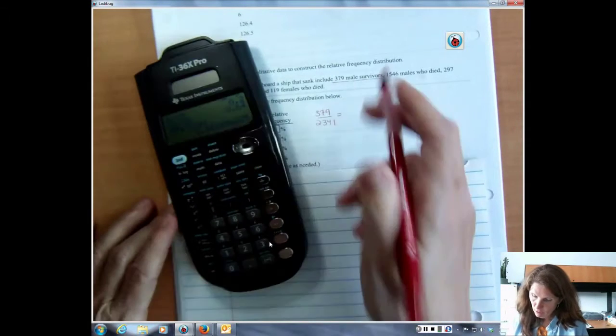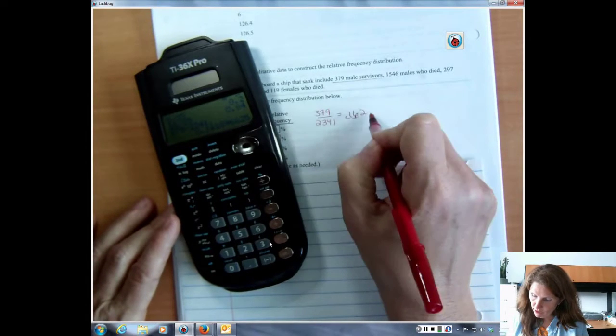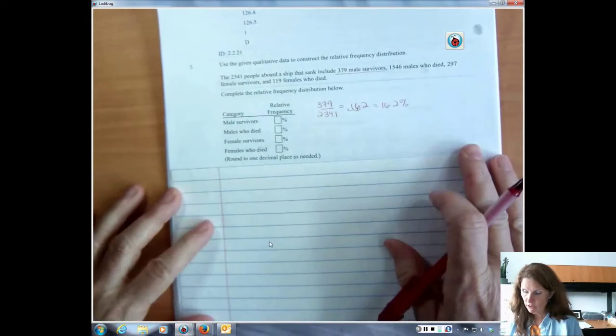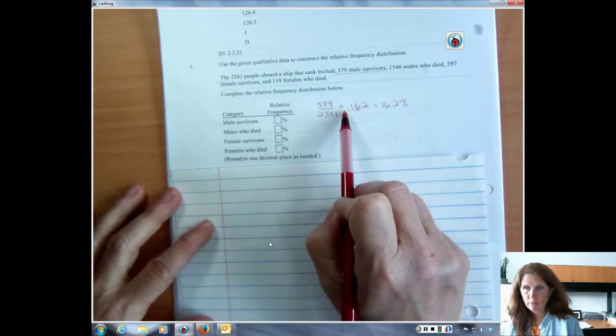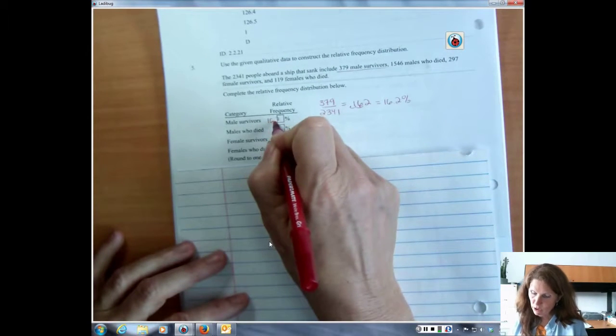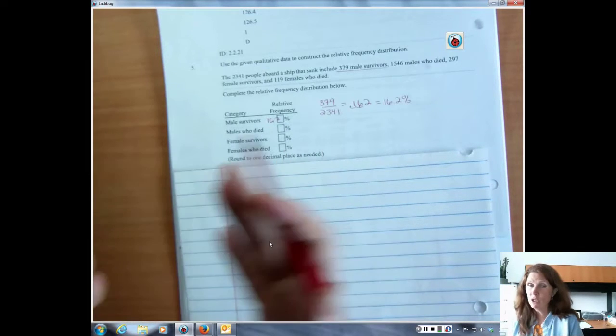So we have 0.162, and when I move that over, I get 16.2%. When they tell you to round to 1 decimal place, your final answer should have 1 decimal place in it. You don't want to round here and get 0.2 because that's not what they want. They want your final answer to be rounded. So this would be 16.2, and you do the same thing for each of these other categories. And when you're finished, your percentages should add up to 100.